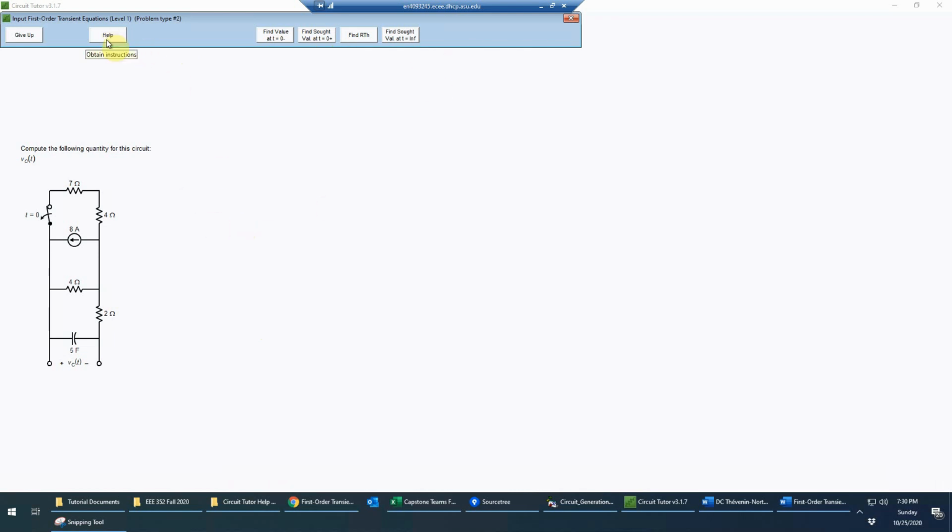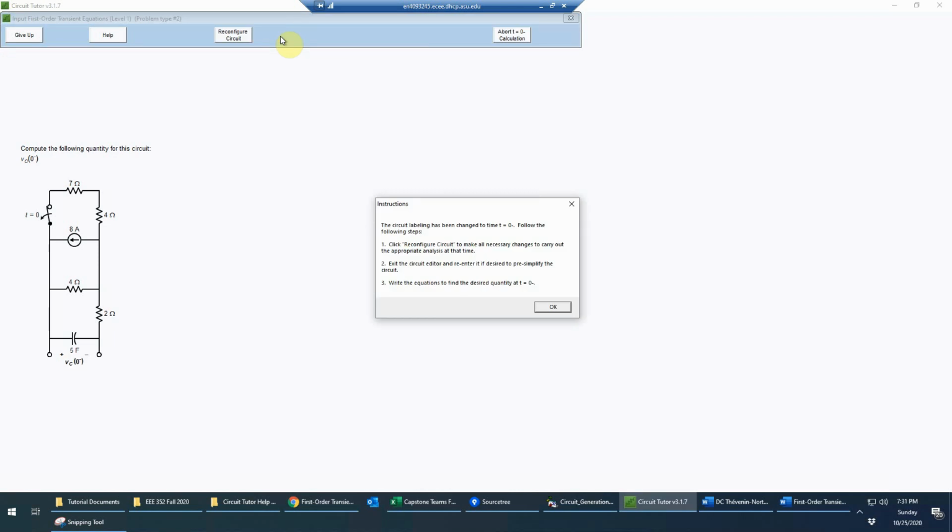There is, of course, help available at any time, and it's also always an option to give up if you get stuck at some point during the problem. And there's no penalty for doing that. You would simply see the full solution and then be given another problem of the same type to solve. Okay, so let's begin at 0 minus.